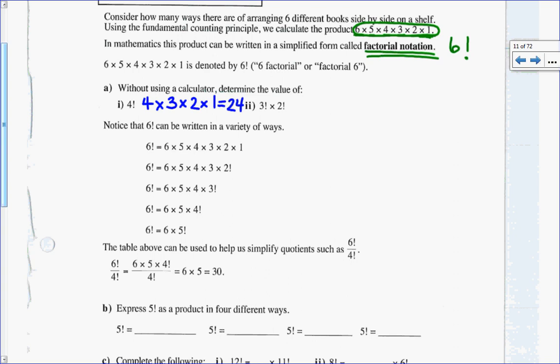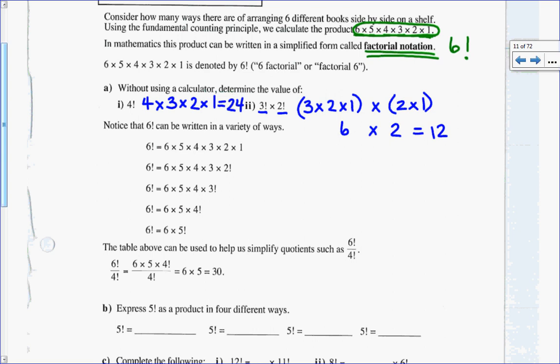Okay, in this case we've got 3 factorial times 2 factorial. So first we do 3 factorial, which is 3 times 2 times 1. We'll put a bracket around that because that's 3 factorial. And then we're going to times that by 2 factorial, which is 2 times 1. Okay, so really it's 3 times 2 times 1 times 2 times 1. So 3 times 2 is 6, times 1 is 6. And 2 times 1 is 2, so 6 times 2 is 12.